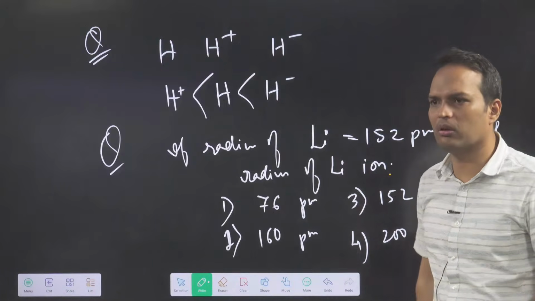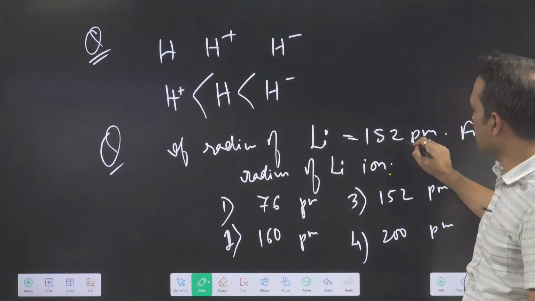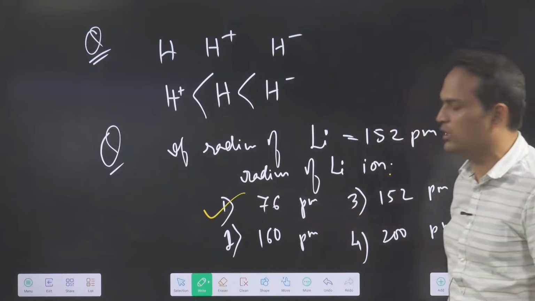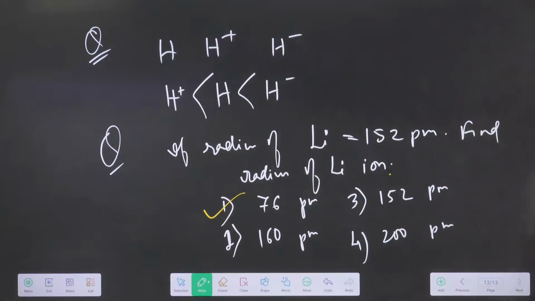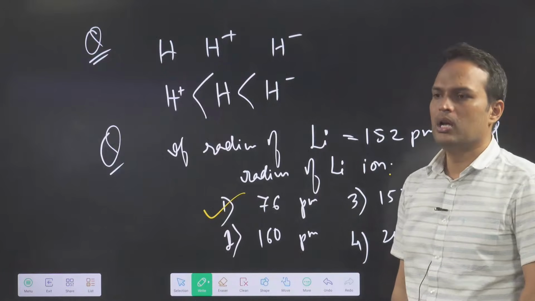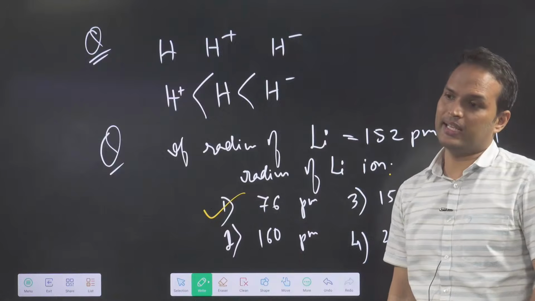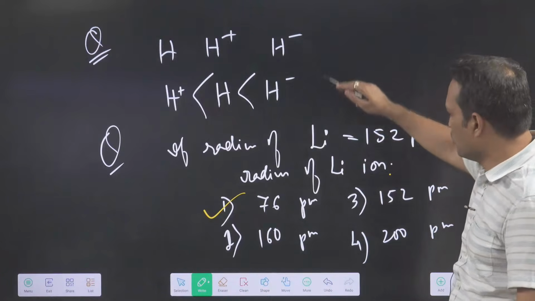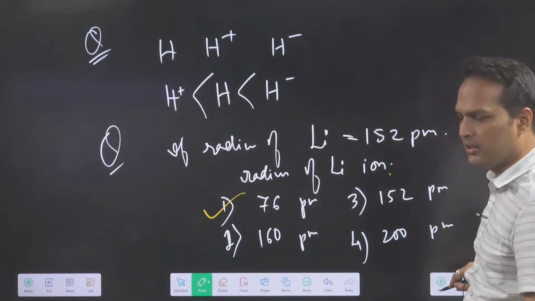So that means I am talking about metal. So atomic radius given, I have to find cation. Cation should be what? Smaller. Only one value is small. Very good. A few same people only writing answers. Why everyone should write? Chalo. So slowly we are increasing the level of question.